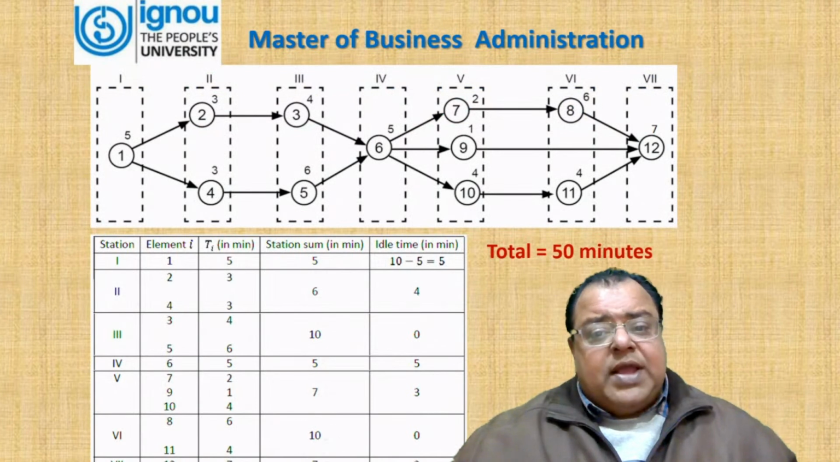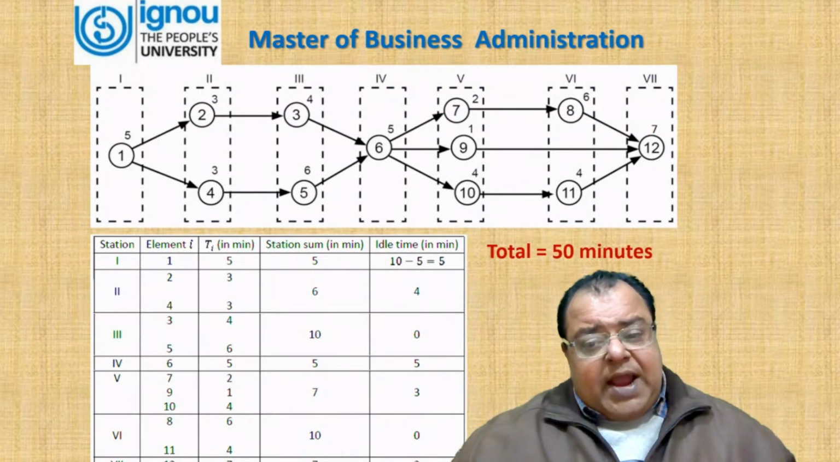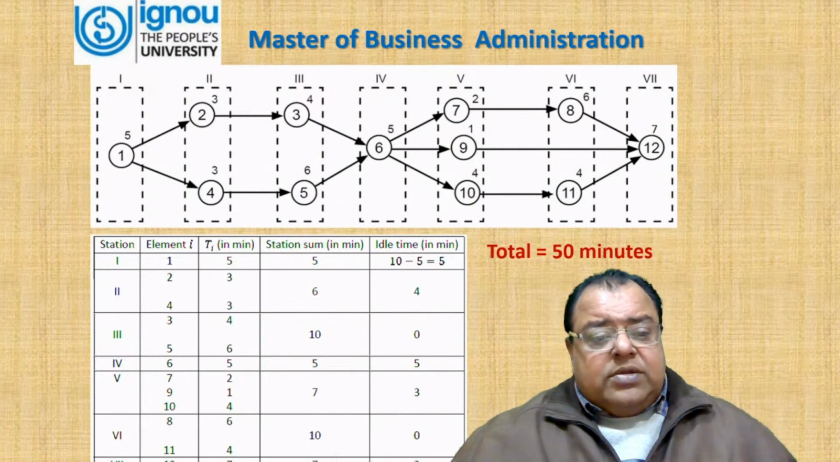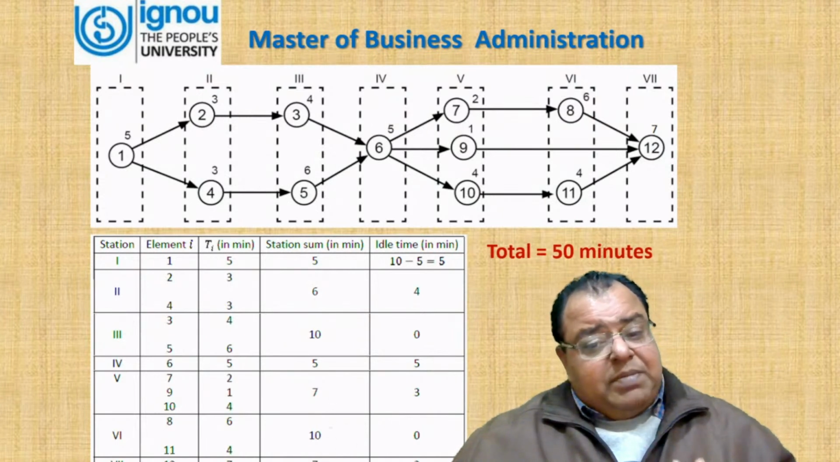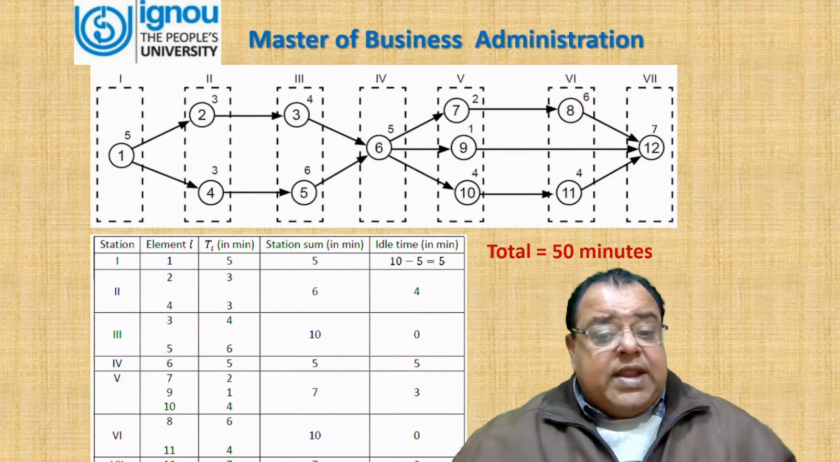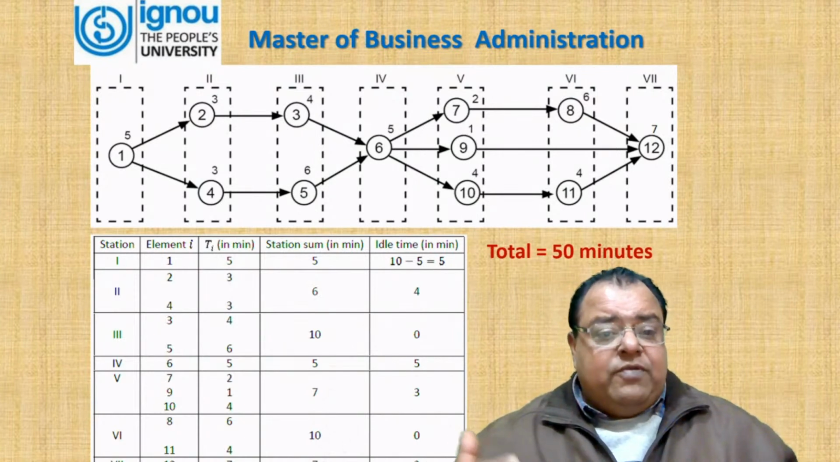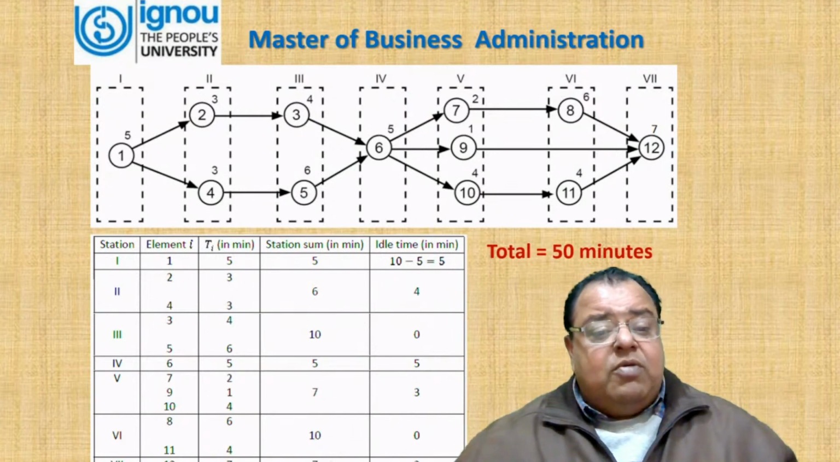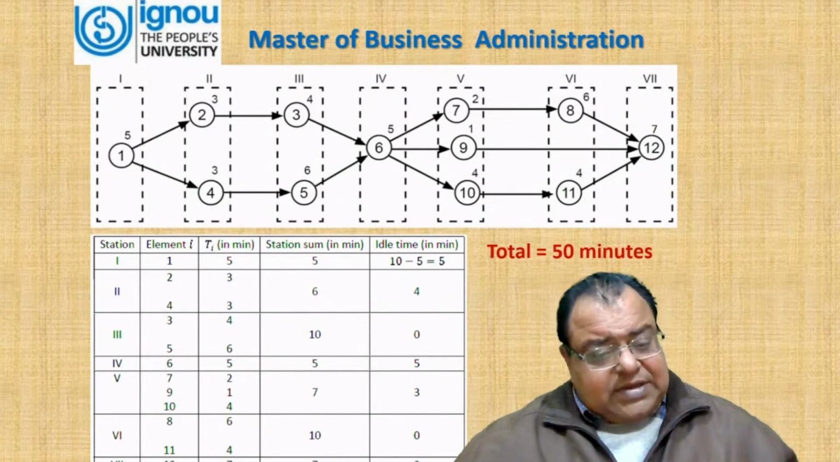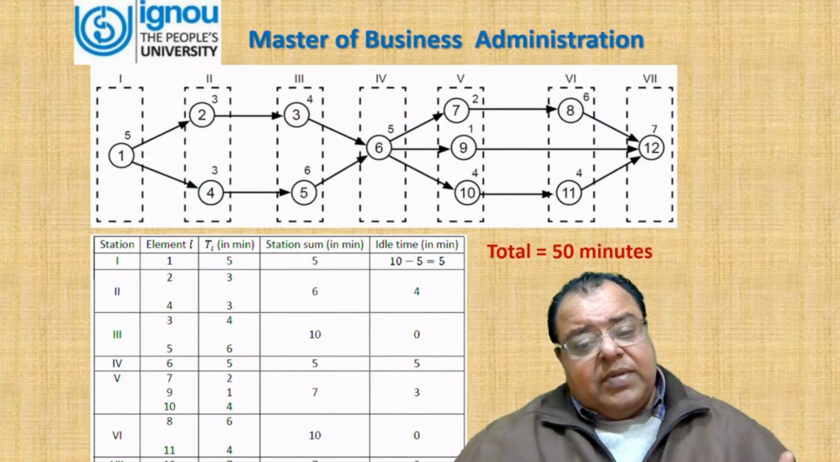Now, how the total time and the idle time are calculated. Station 1, element 1, time is 5. Total time for the station will be 5 and the idle time will be 10 minus 5, because the cycle time was 10 minutes. For the second group, there are two elements, 2 and 4. The respective times are there. We are going to club them, so we got 6. We have to subtract this 6 from 10. We get 4. That means for 4 minutes this station was idle.